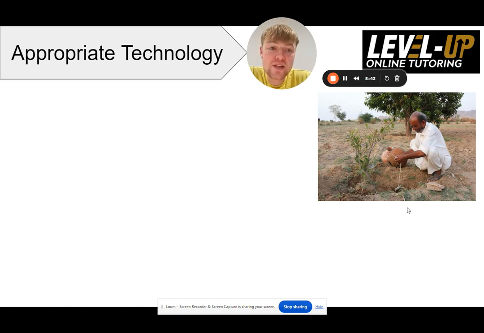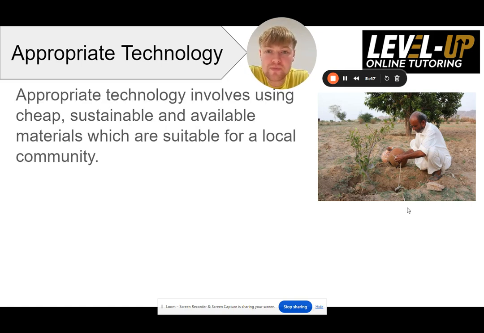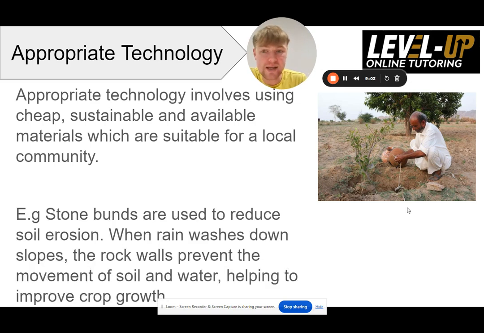Another technique then is what we would call appropriate technology. So again, appropriate technology is a process of using cheap, sustainable and available materials which are suitable for a local community. So things that people can actually use. Don't think that because it's got the word technology in there that it has to be advanced or modern. It really, really doesn't. And you'll see that in some of these examples here.